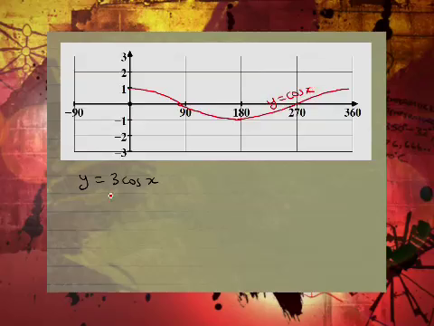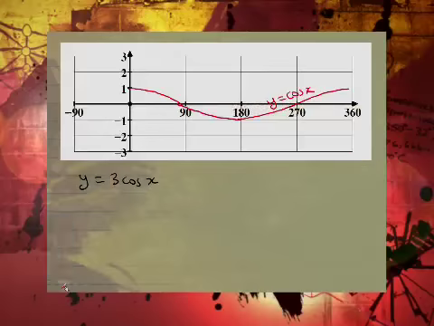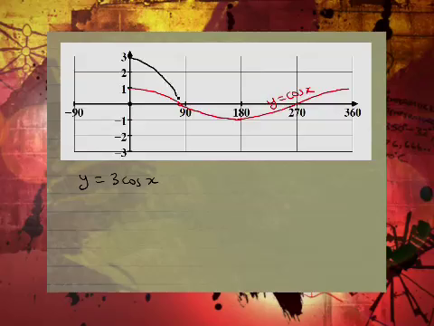But what about 3? Well, I go up 3. So what's going to happen? This is going to shoot up to 3. So look what happens now. This goes up to there, down, then it hits down to negative 3. Up we go. And there we go. And this black graph is 3 cos x.